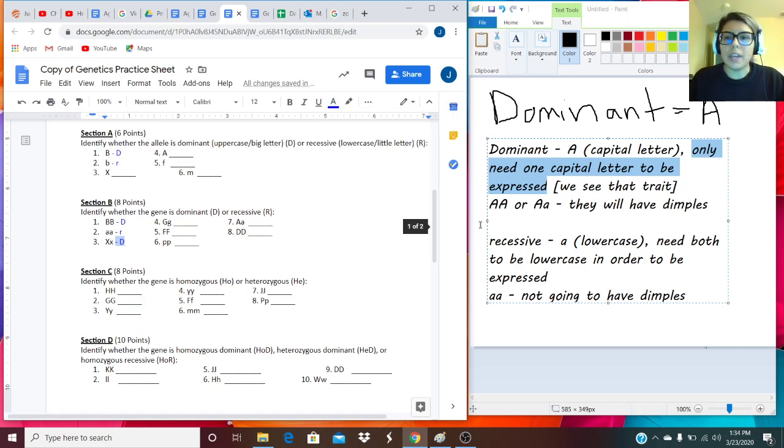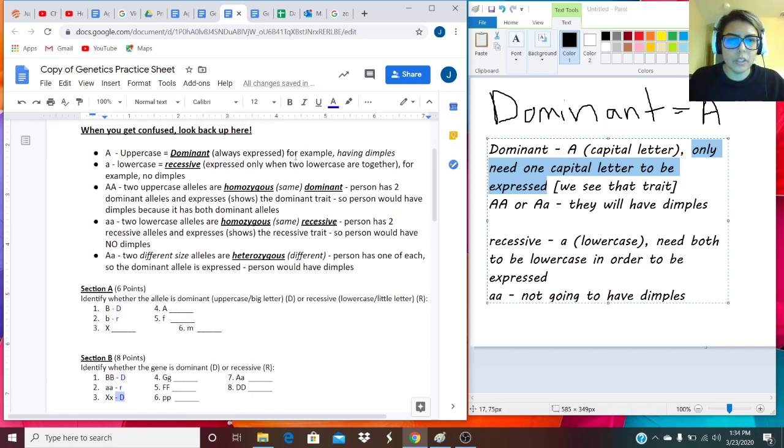All right. So that's determining which is dominant and recessive, and really you're just looking at whether it's an uppercase or lowercase. Alrighty. Now, let's look at the next sections where we have these words homozygous dominant, homozygous recessive, and heterozygous.